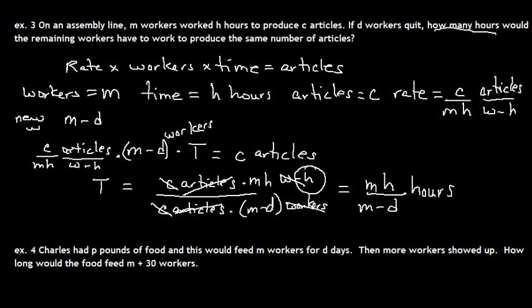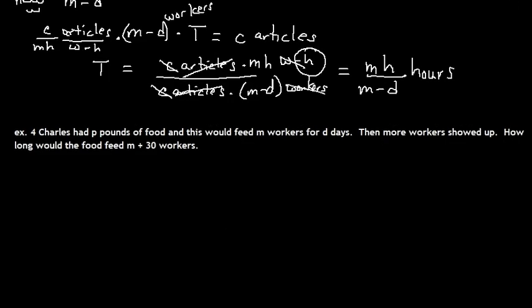Now in the next one it's going to be the same thing. You're going to set it up all the same, except your workers are going to be M plus 30, because you're going to add 30 workers. So that is that for lesson 44.